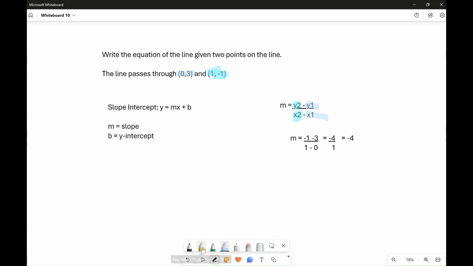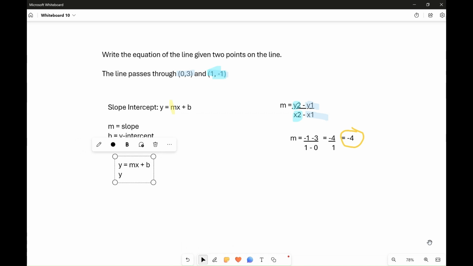This value is going to replace the m in our equation, right? So again, we're going to replace the m with negative 4. Now I'm going to actually use this in my equation. I'm going to take y equals mx plus b, and I'm going to change the m to negative 4. So I know that my slope is negative 4, and then it's x plus b.